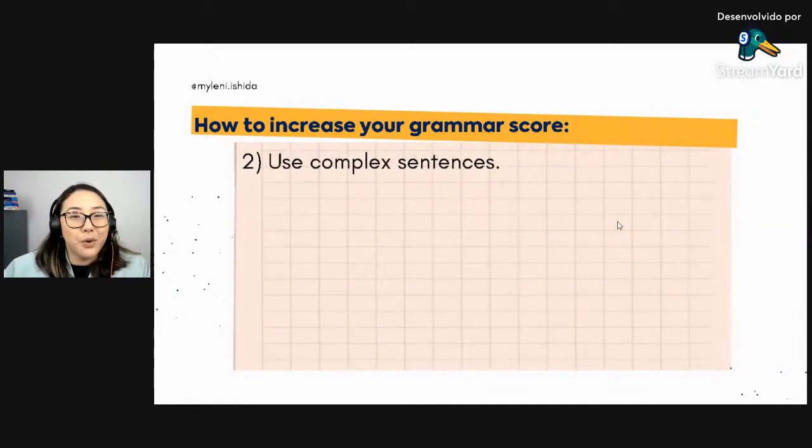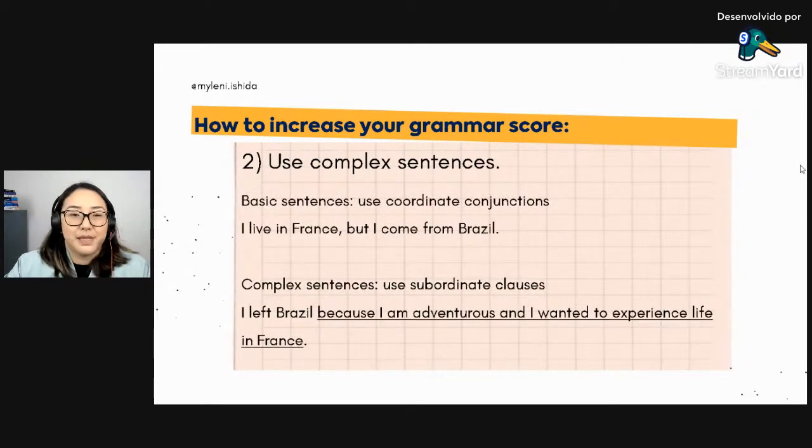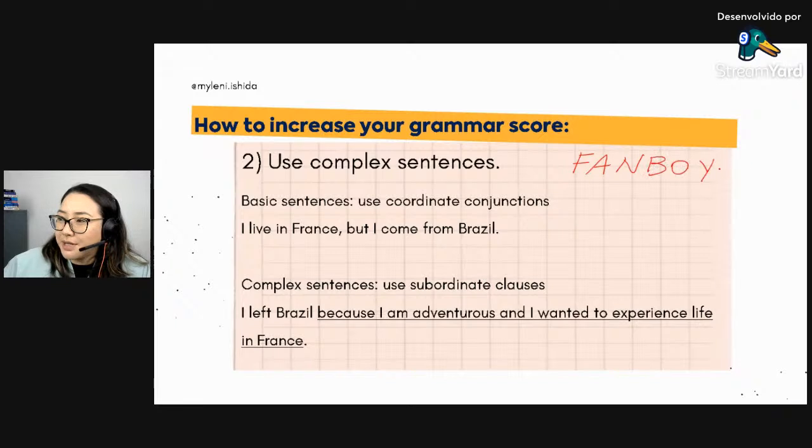Teacher, but what are complex sentences? You can ask me. Let's see. In English, for a basic sentence, we use the coordinating conjunctions. Don't worry about the names. If you have already studied English, you will know that these are the conjunctions. This is for, and. Okay.